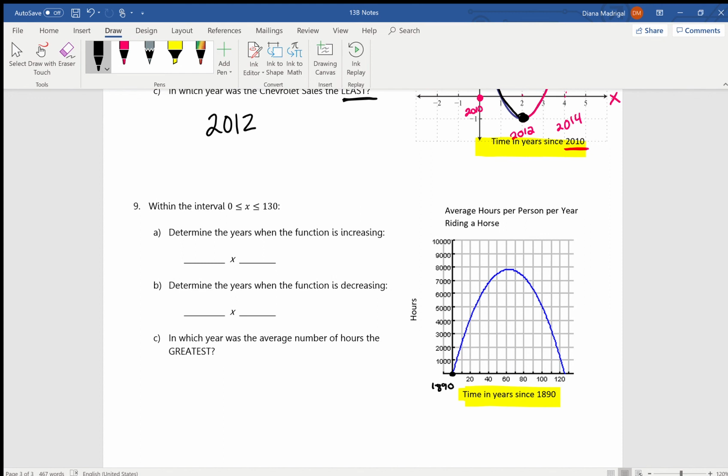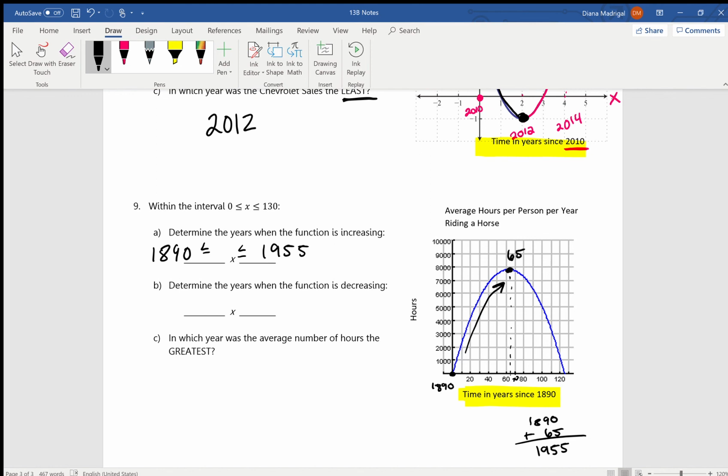Alright, so once you came back and checked your answers, you should know that for 9a, it says determine the years when the function is increasing. It should have been this side right here, and it stops around here. Okay, so this is going to go from 1890 to 1955. And what did I do? I just added 65, because it's right in the middle of 60 and this point right here, that should have been 70. So that's how I know it's 65. So 1890 plus 65 gives me 1955. That's how I got it. And that's how I told you, you have to add the years.